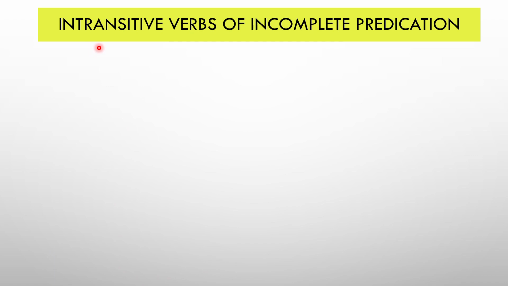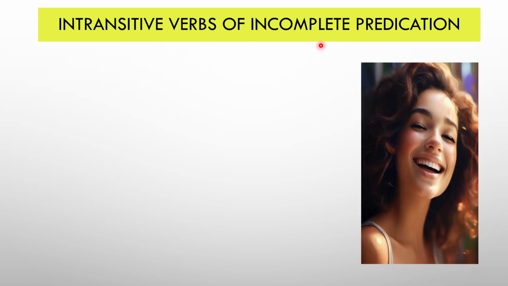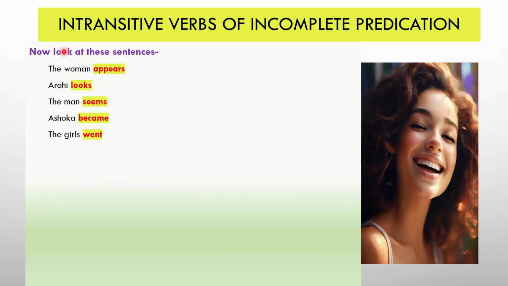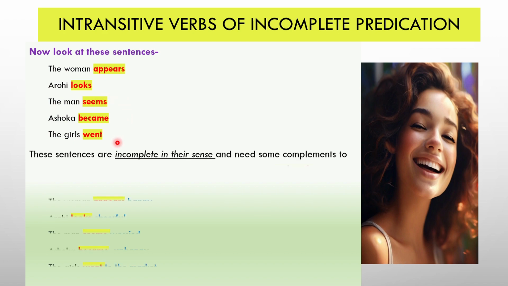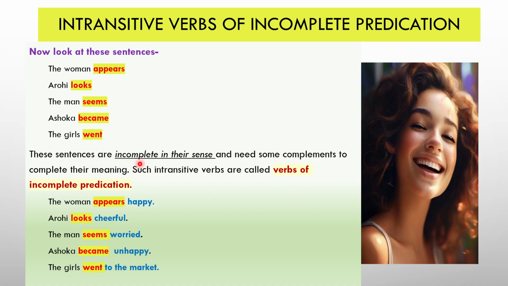Then there are intransitive verbs of incomplete predication. Now look at these sentences. The woman appears, Arohi looks, the man sees, Ashoka became, the girls went. These sentences are incomplete in their sense and need some complements to complete their meaning. Such intransitive verbs are called verbs of incomplete predication.